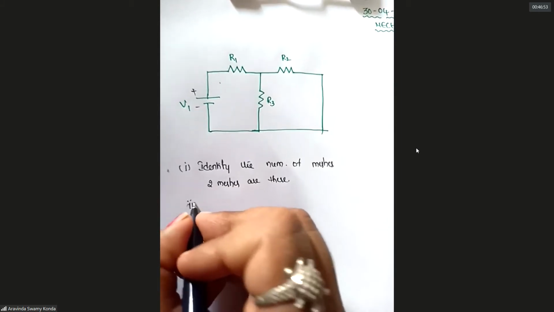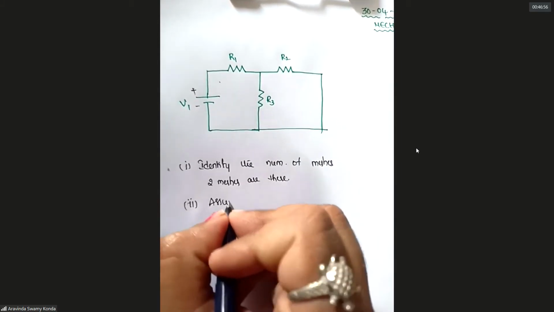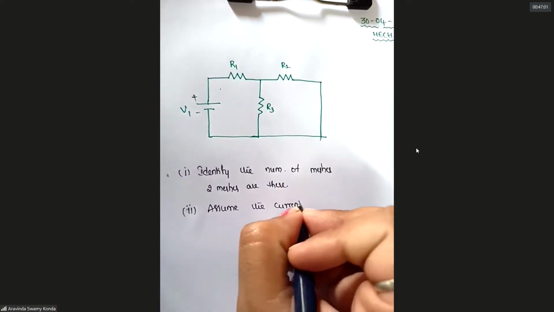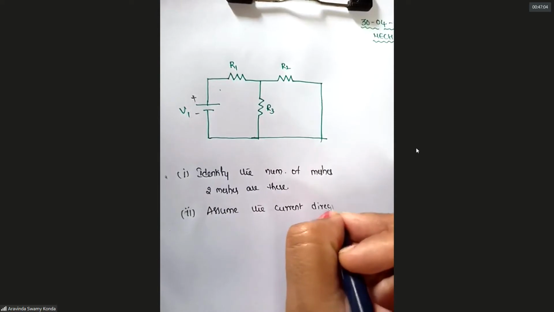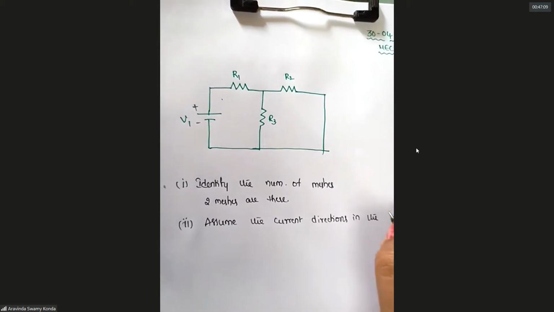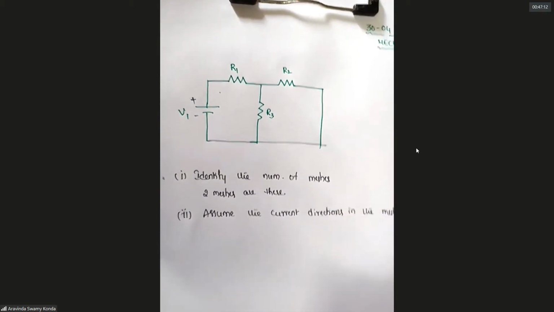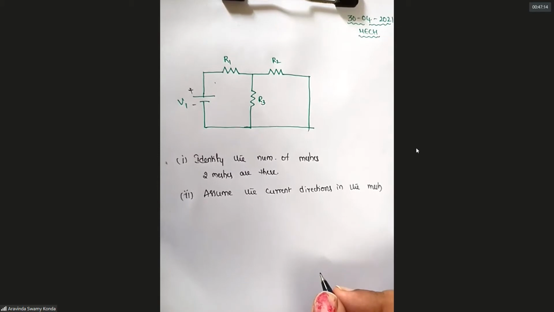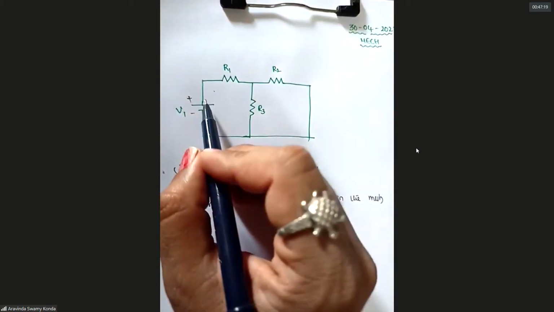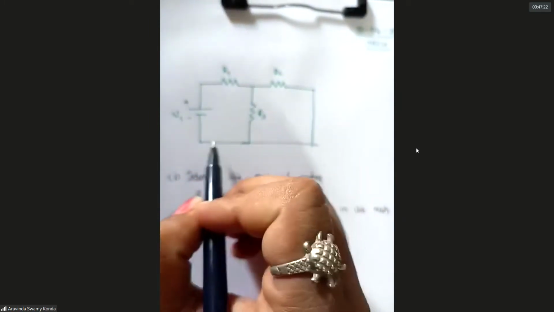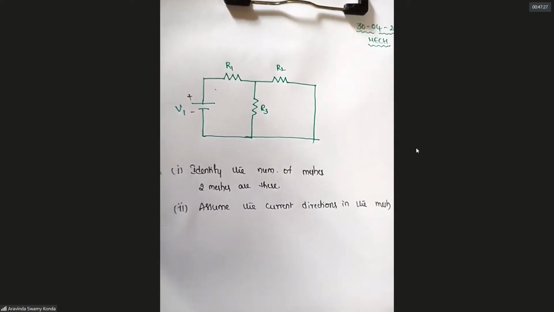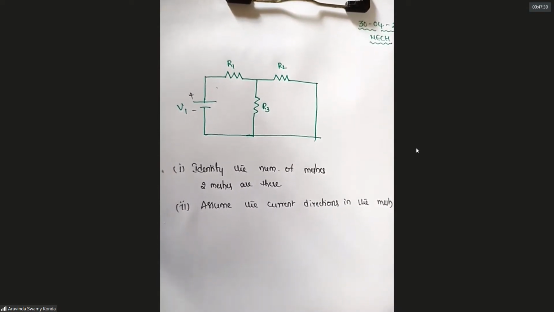And second, assume the current directions in the mesh. So what you are assuming is that the current comes from the positive of the source and goes again to the negative of the source. Am I right? That is what you are thinking. Am I right or wrong? Yes or no?